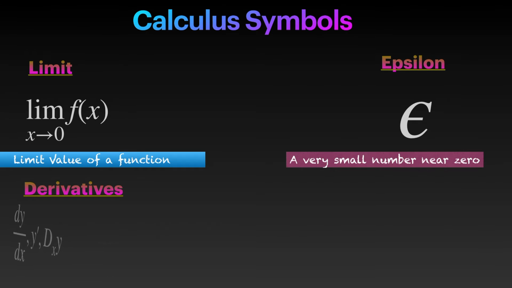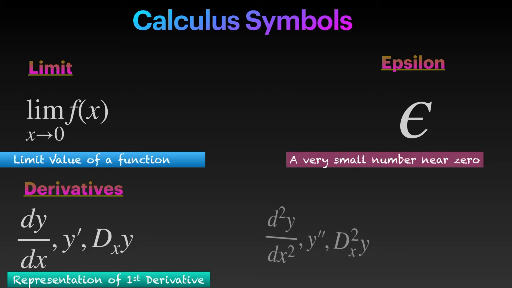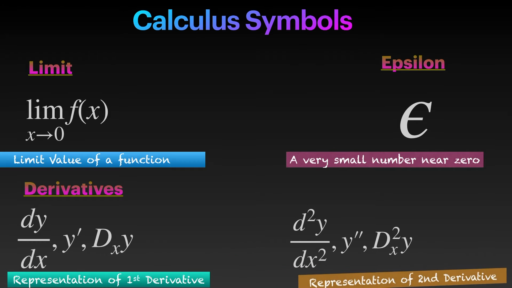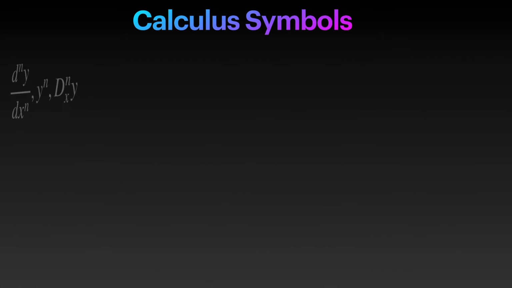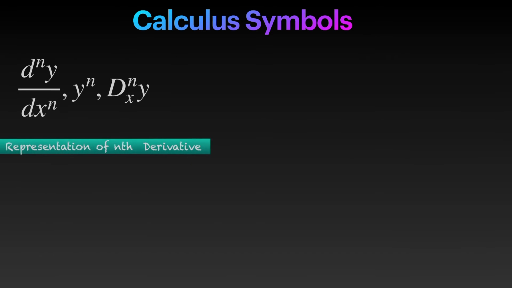Here y acts as a dependent variable and d by dx is the operator, or we can write it in prime notation y prime or Euler notation capital D sub x y. Similarly, this is the representation of second derivative: d square y by dx square, y double prime, D sub x square y. And these all are the different notations of the representation of nth derivative.